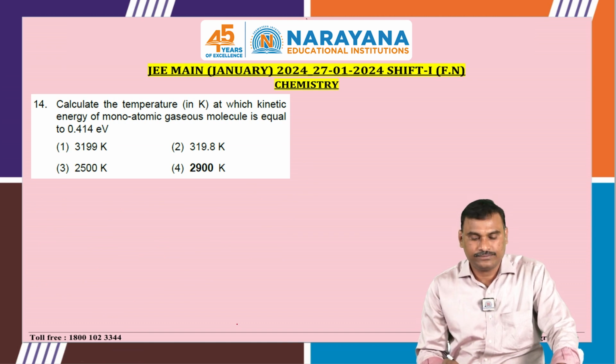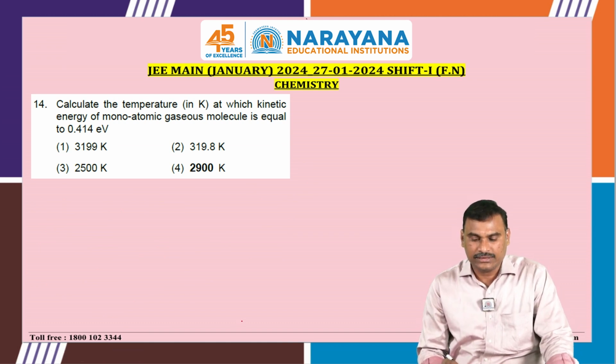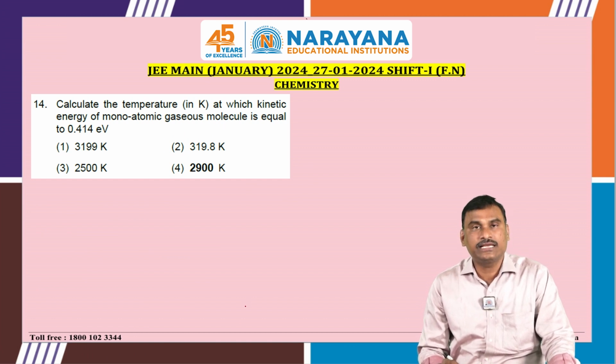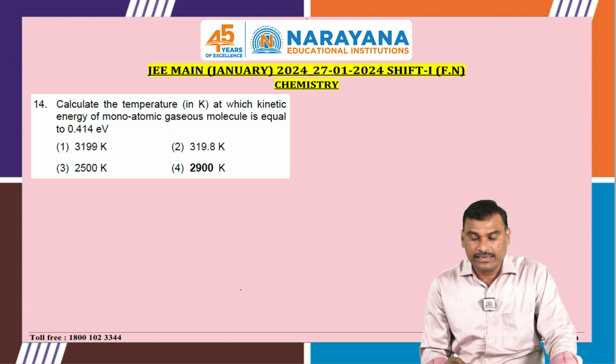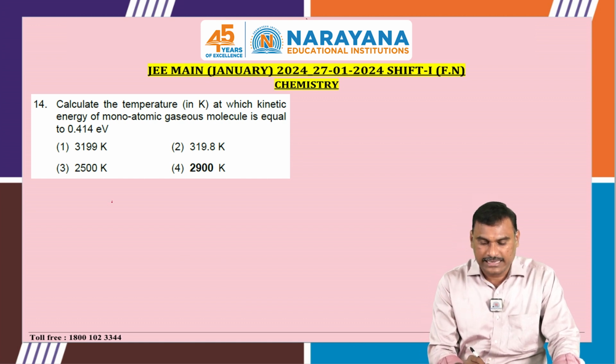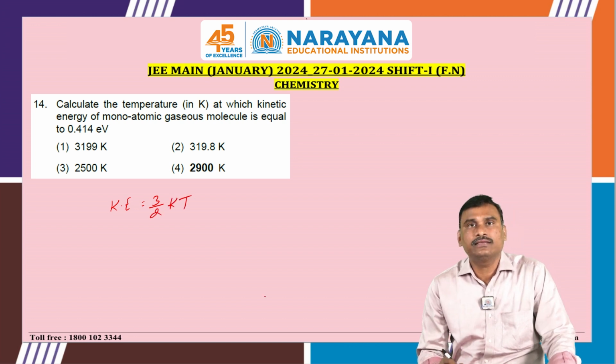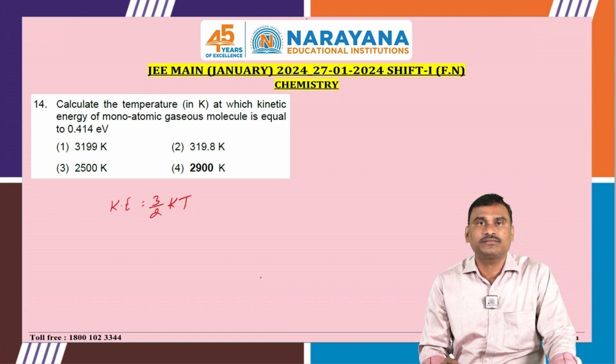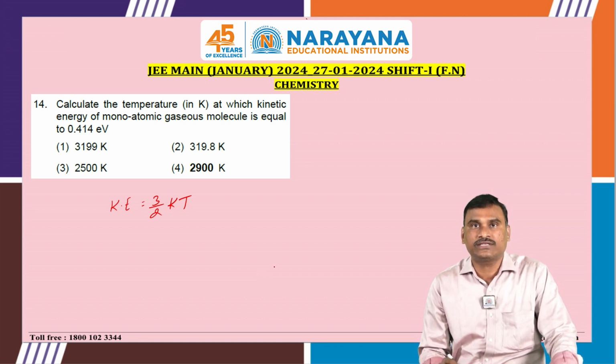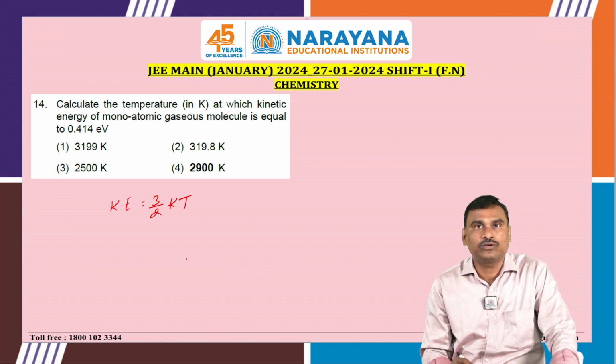Question number 14. Calculate the temperature at which the kinetic energy of a monoatomic gaseous molecule is equal to the given value. The average kinetic energy is equal to 3 by 2 kT. Actually, this comes under the gaseous state lesson. According to the NTA prescribed syllabus, the question should be out of syllabus, but we don't know whether the question may appear or not, so we have to do that.